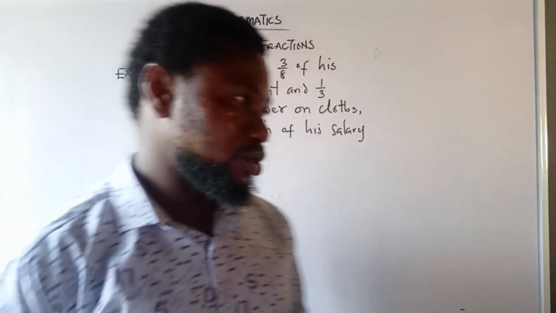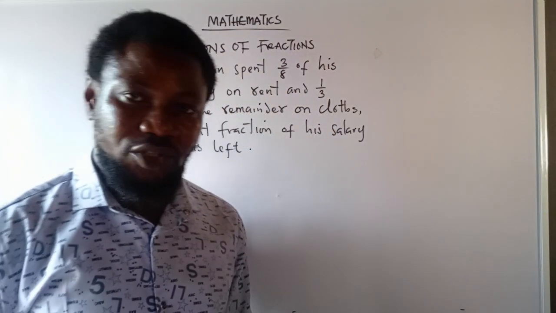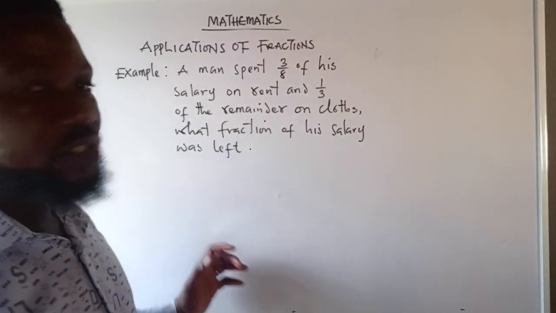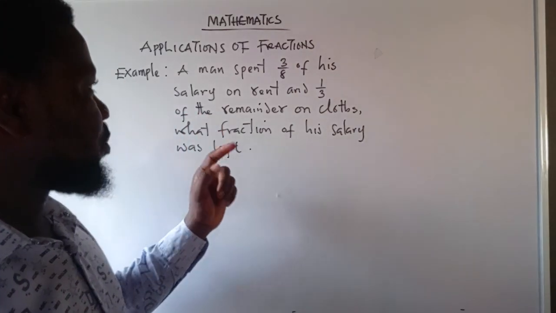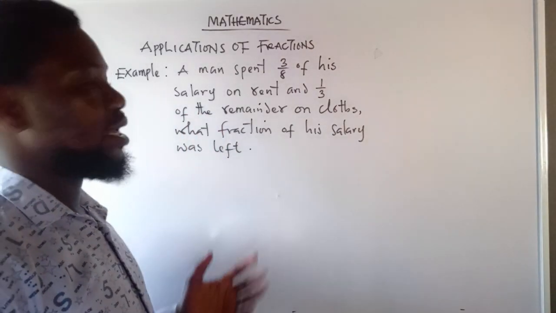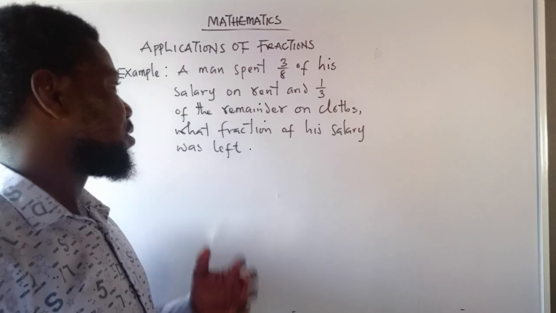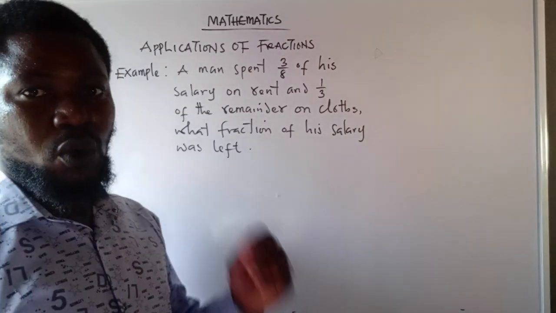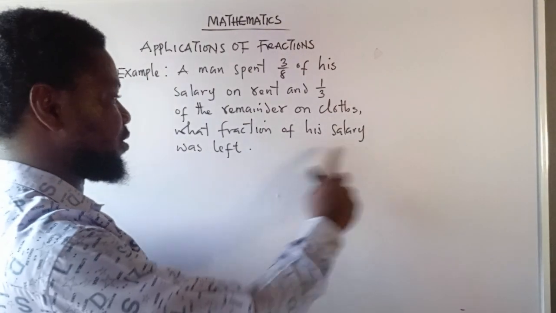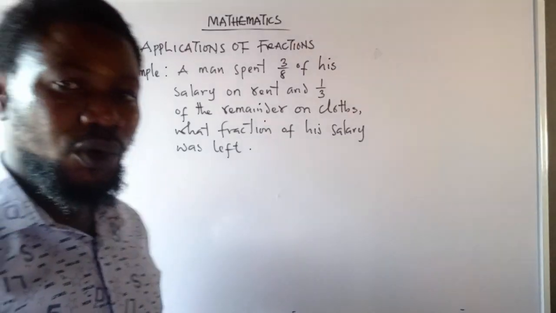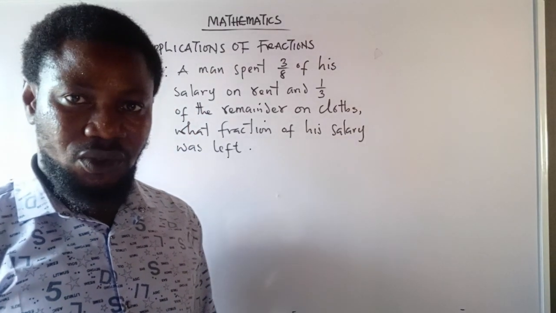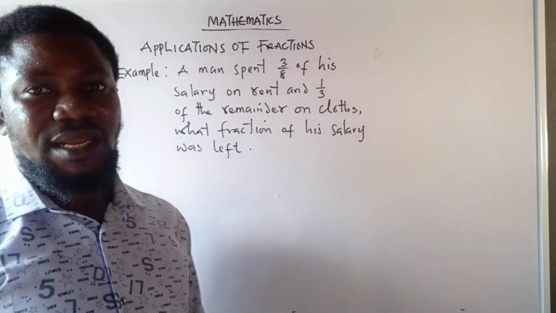Today we have a question on application of fractions. The question said, a man spent 3 over 8 of his salary on rent and 1 over 3 of the remainder on clothes. What fraction of his salary is left? Obviously, we do not know what the man's salary is.